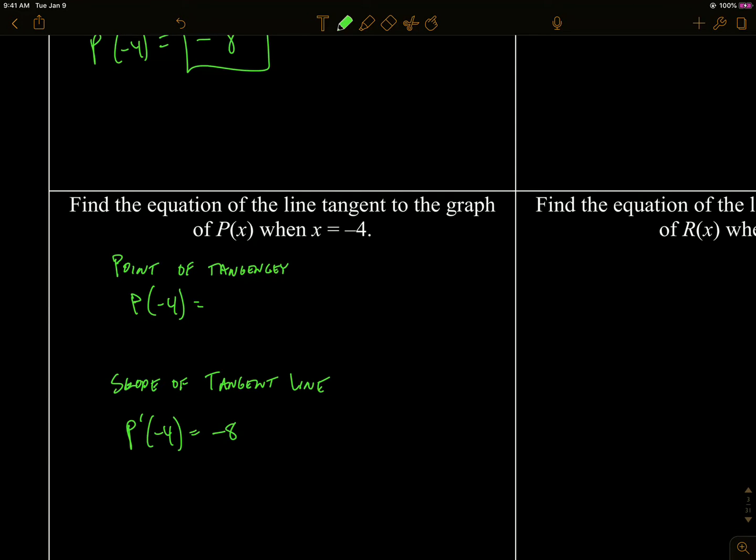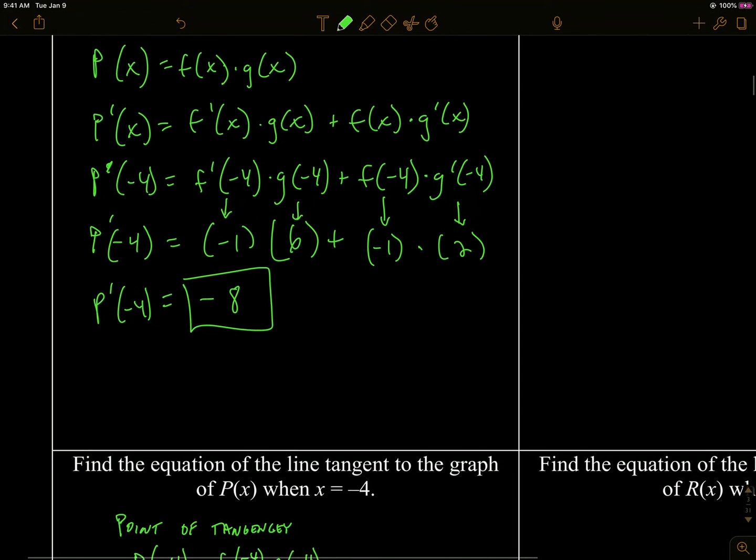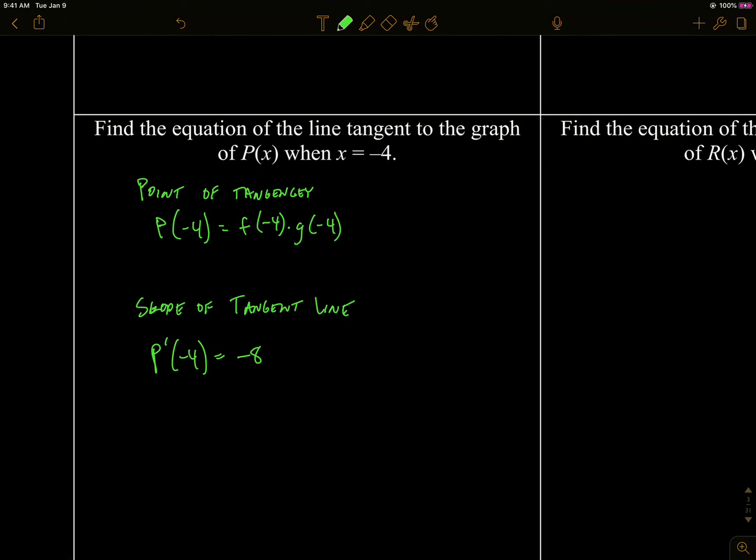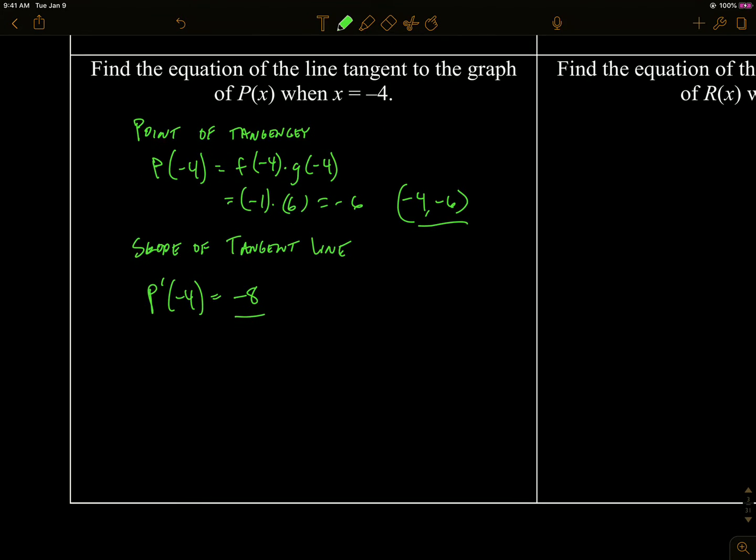So the point of tangency means it's going to be f of negative 4 times g of negative 4, because p was defined as f times g. So I can use the graphs again. I can go grab f of negative 4 and g of negative 4, or I already found them in doing my product rule here, right? It was just 6 and negative 1. So it's going to be negative 1 times 6, which is negative 6. So my point of tangency on p is going to be negative 4, negative 6. My slope is negative 8, so now I can write the equation of the tangent line as y plus 6 equals negative 8 times x plus 4.